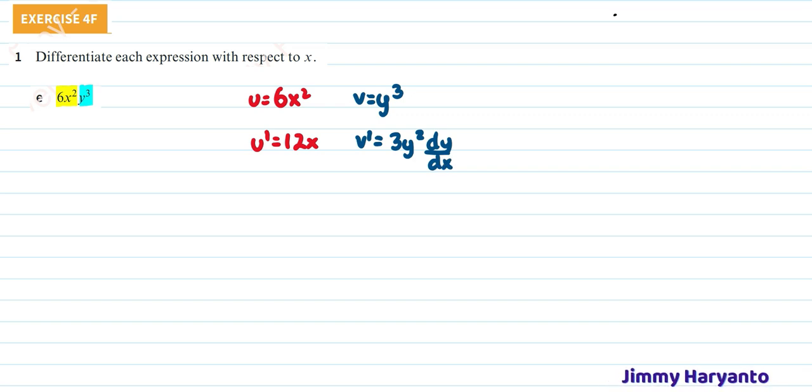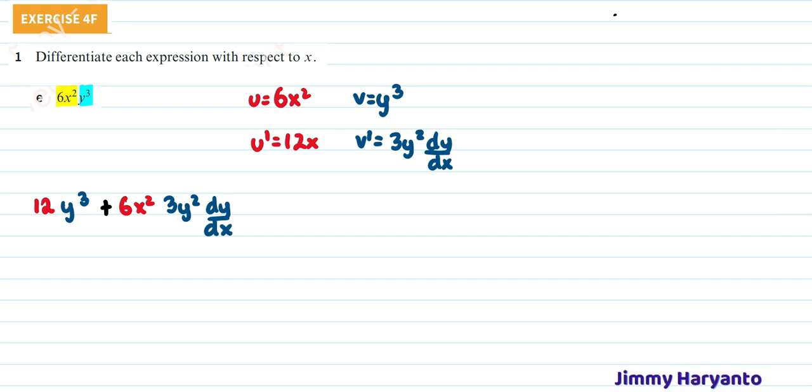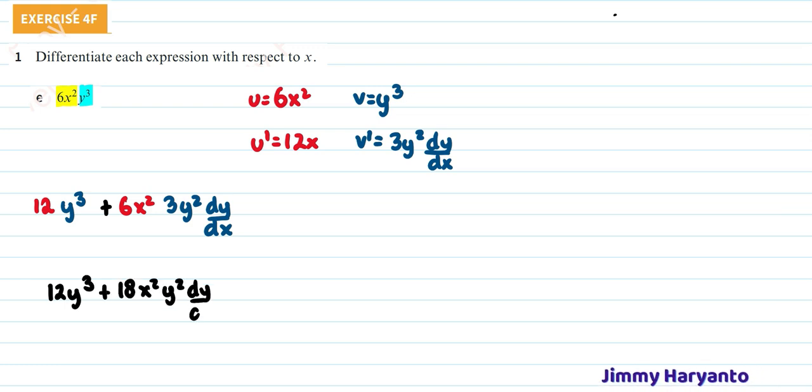Next, the formula is u prime v, so u prime first, u prime v, and then plus uv prime. U v prime is 3y squared dy over dx. That's it. If you want, you can factorize this one, but you don't have to. My bad. We can simplify the 6 times 3. 6 times 3 equals to 18, so the final answer is 2y cubed plus 18x squared y squared dy over dx. This one.